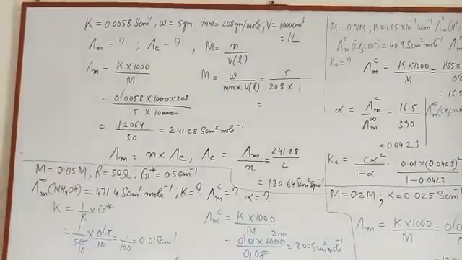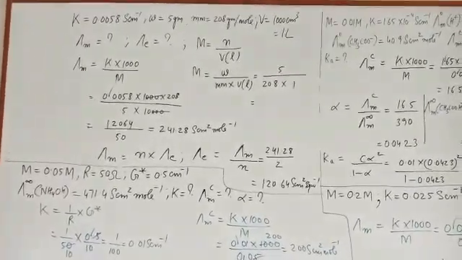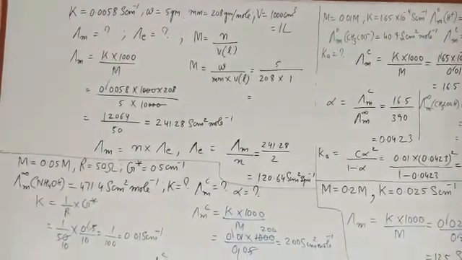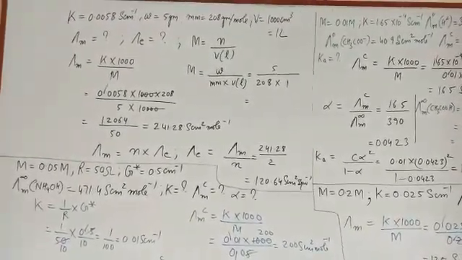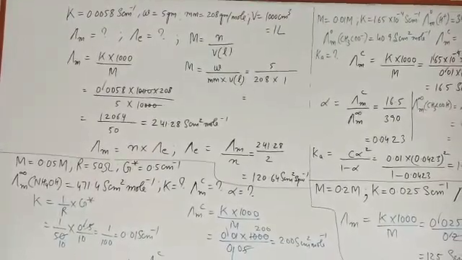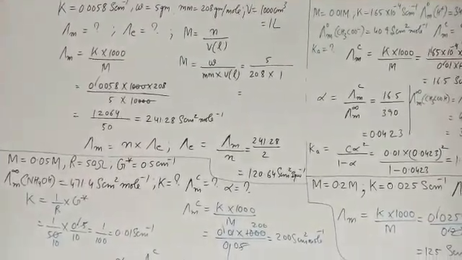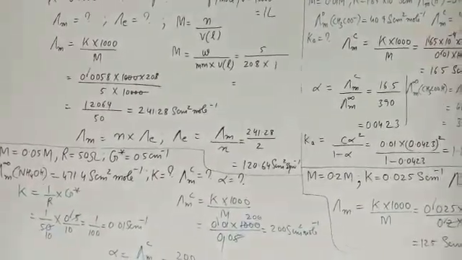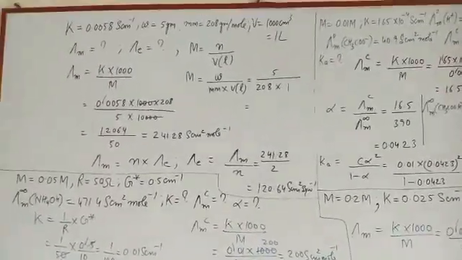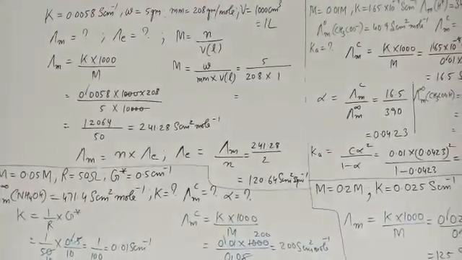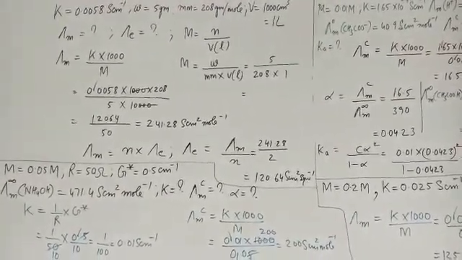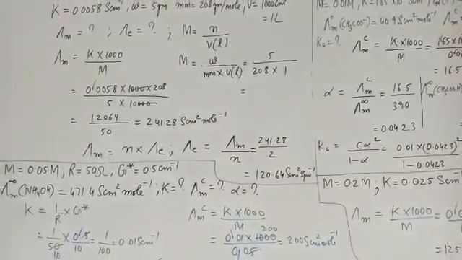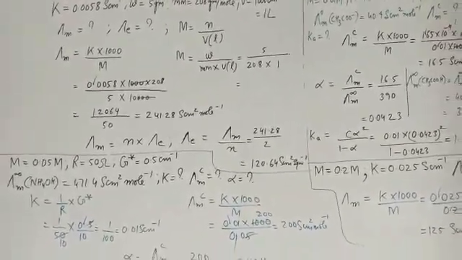So molar conductance is equal to kappa into 1000 upon M. M stands for molarity. Kappa is already given in the question. Molarity we have to find out: number of moles of solute upon volume of solution in liter. Since the number of moles is not given, we will replace it by weight of solute upon molar mass into volume of solution in liter. That is equal to 5 upon 208 into 1 liter. We will substitute the value of molarity in the formula of molar conductance. After calculation, we will get 241.28 Siemens centimeter square mole inverse.